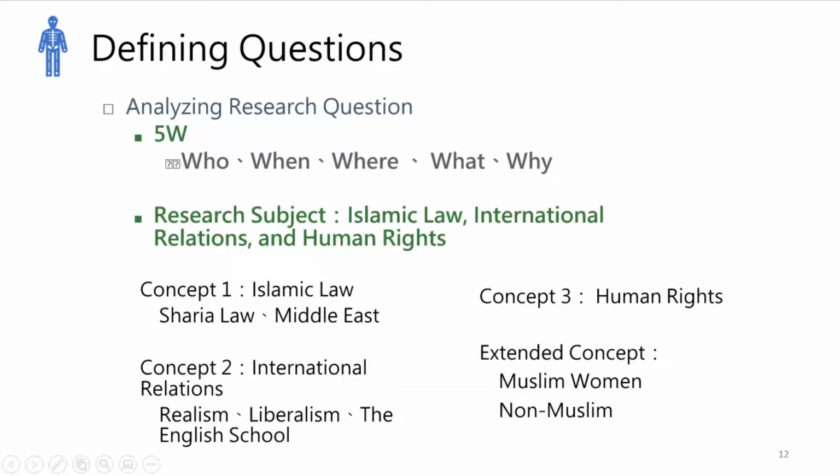So, how to define and analyze your questions? You can use 5W: who, when, where, what, why, to analyze the research question. For example, my research subject is Islamic law, international relations, and human rights, which can be analyzed into 3 to 4 related concepts. Firstly, Islamic law could be Sharia law. There are a lot of theories related to international relations, like realism, liberalism, the English school, and so on. Other related concepts like human rights, Muslim women, that you may need to consider completely before you do the research.